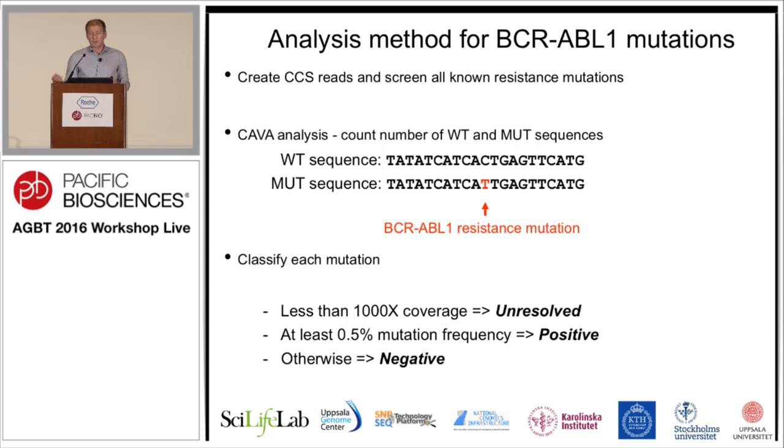For each mutation we can then classify it. If we have lower than 1000x coverage, we call this unresolved, so we really want to see high coverage here. If we have higher than 1000x coverage and at least 0.5% mutation frequency, on both the forward and reverse strand, then we call this a positive mutation. Otherwise we classify it as a negative mutation.